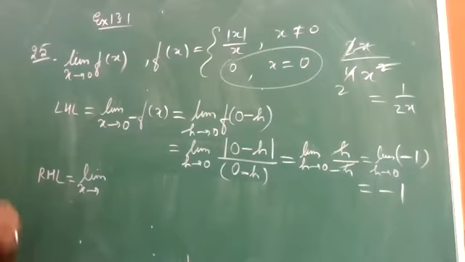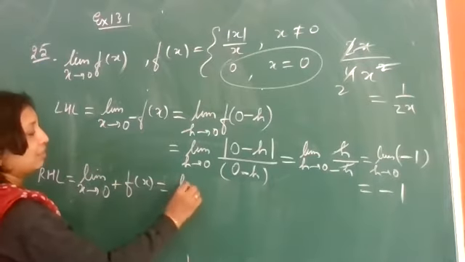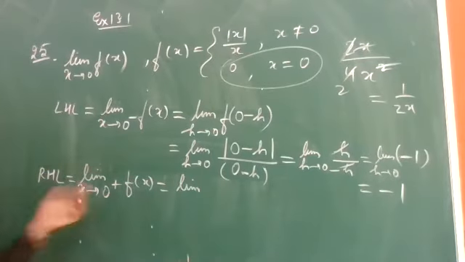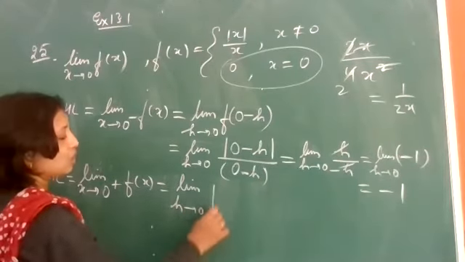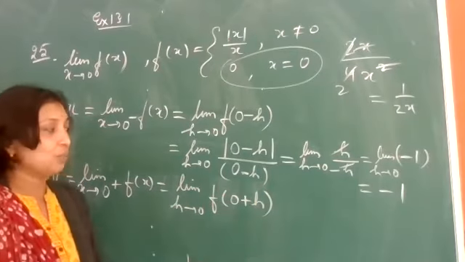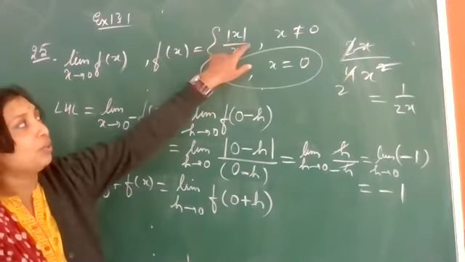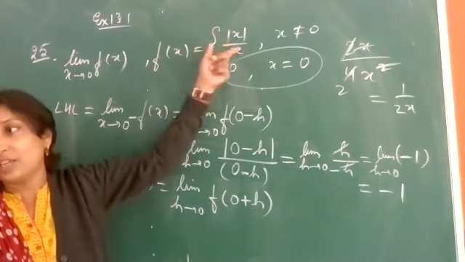Limit x, right hand means when we are reaching 0 from some plus values. So 0 plus. Now again 0 plus could be anything: plus 0.1, plus 0.5, plus 0.52, plus 0.679, plus 0.9, plus 1. So we don't know. So we have to change the variable. Limit h tends to 0, f of 0 plus h. Okay, 0 plus h means again we have to use the function which is for x not equal to 0. The same function has come again.